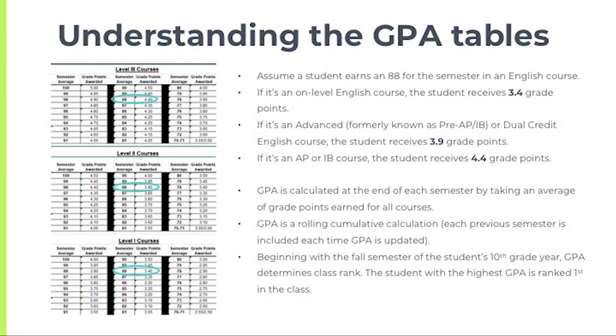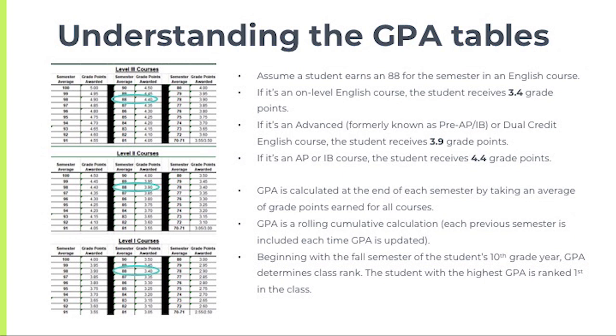So here are the GPA tables. So here's how they work. Assume a kid is in an English class and he earns an 88 for this semester. If he's in a level 1 class, that's an on-level class, he's going to receive 3.4 grade points for that 88. If he's in a level 2 class, so that's advanced or dual credit, he's going to receive 3.9 grade points for that 88. If he is in a level 3 class, which is AP or IB, we don't have CTE English, the student's going to receive 4.4 grade points.